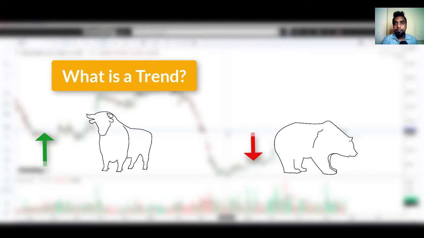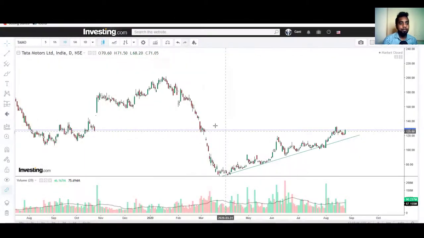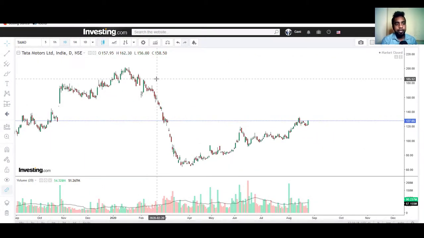Trends can be found only on the chart, and there are a lot of reasons behind why trends happen and why the price changes. We're going to study that in upcoming videos. Firstly, you need to understand how to read the trend. For that, we need to go into the chart, and we are using the investing.com chart again, with Tata Motors. I showed in the previous video how to get access to the chart. So now we are in the chart.